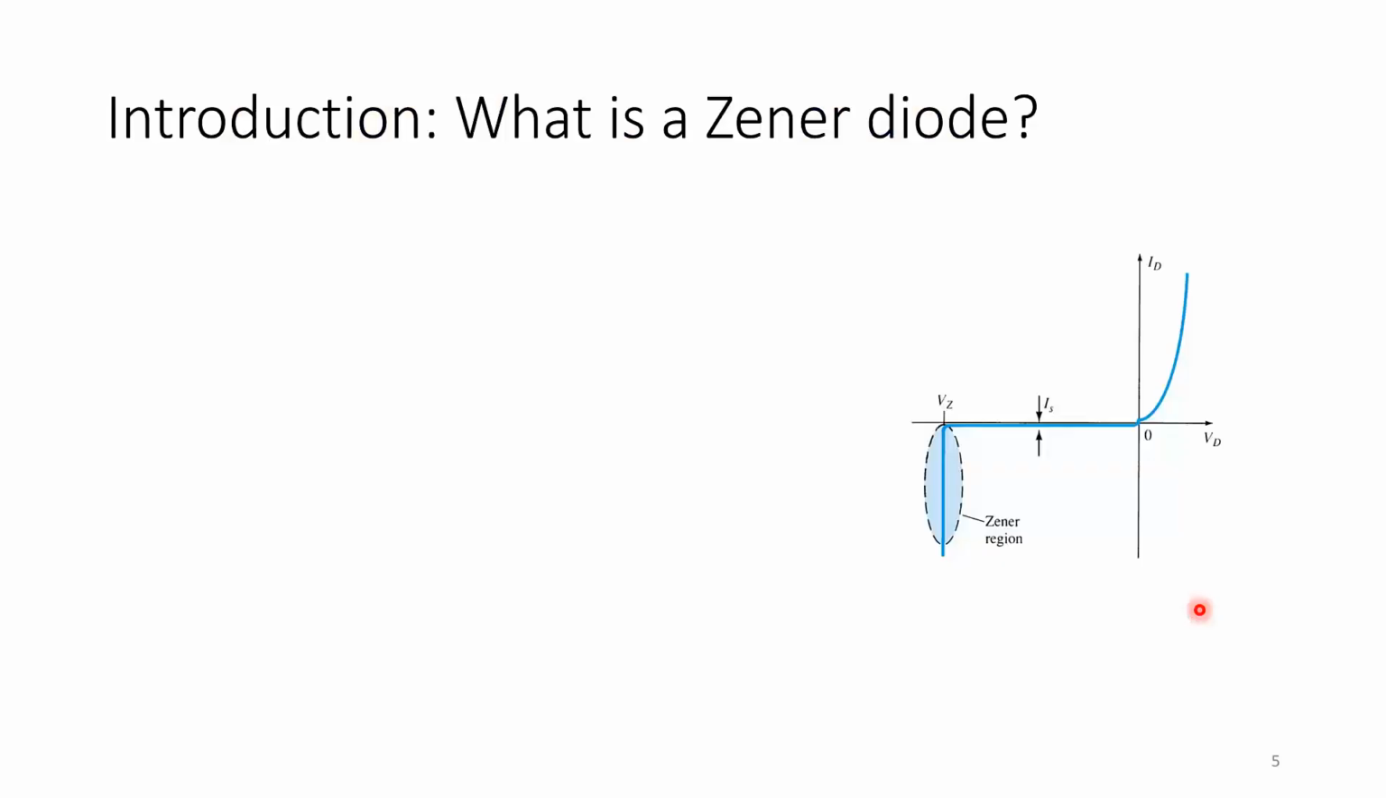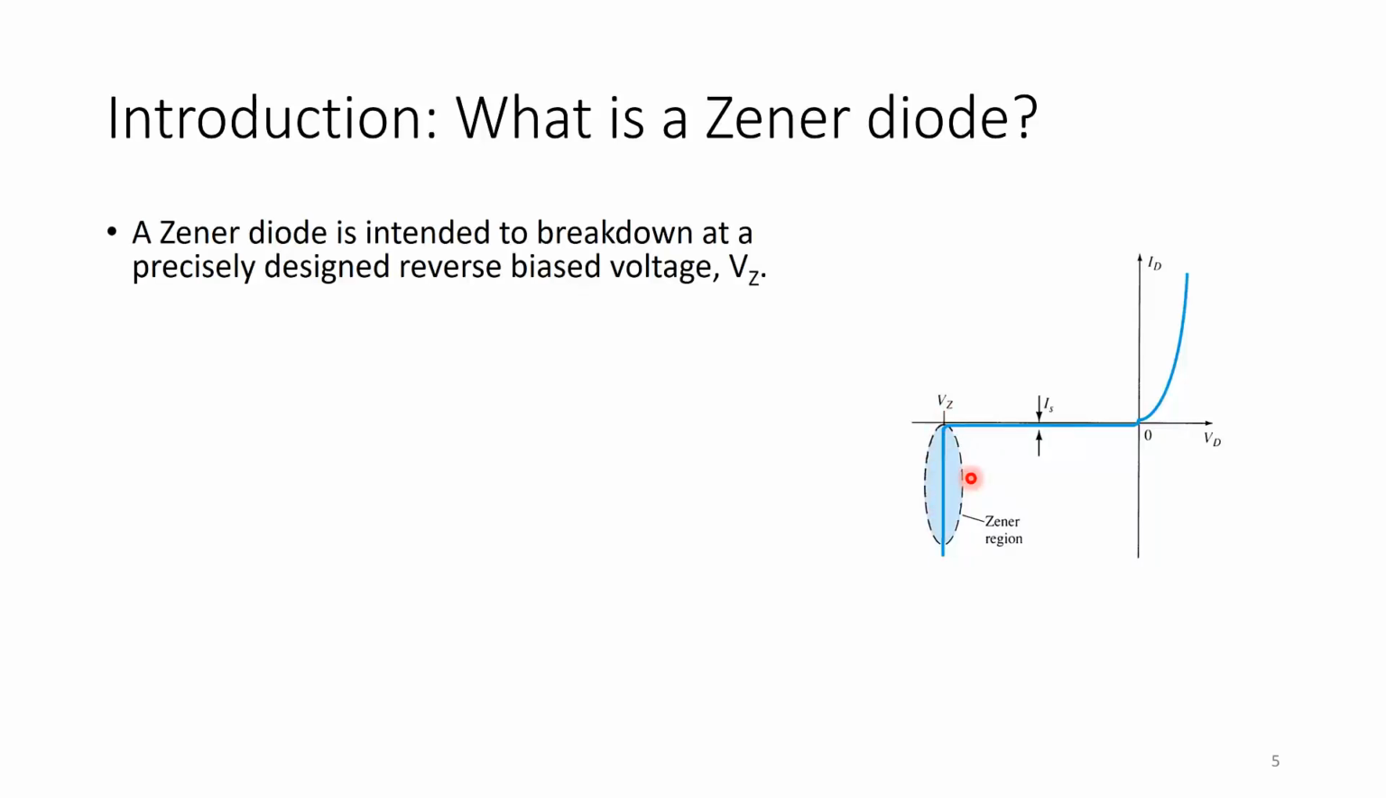So what is a Zener diode? Here on the screen is the device characteristics that shows ID versus VD, which is diode current versus diode voltage, and it shows that in the negative voltage region, it breaks down at VZ. So a Zener diode is intended to break down at a precisely designed reverse biased voltage VZ.